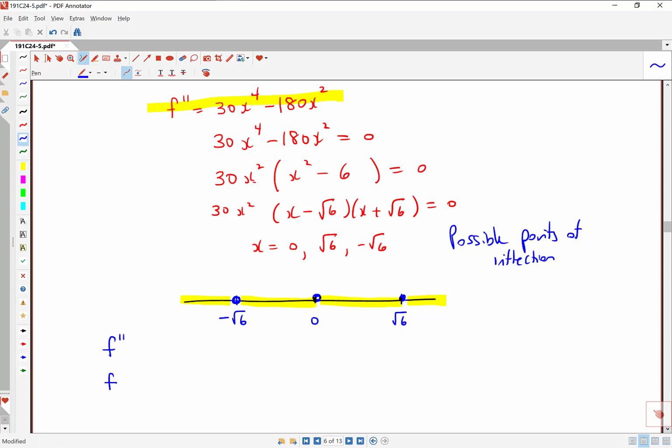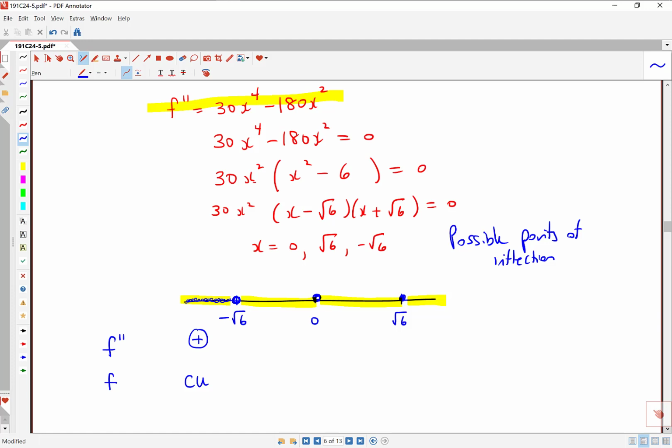So let's choose a number that's somewhere in here, something that's more negative than negative root 6. You could choose like negative 3 or negative 4. And we're putting it into f double prime. So that's going to give us a positive number. And second derivative being positive tells us that our function is concave up. So it tells us how our curve is curving.